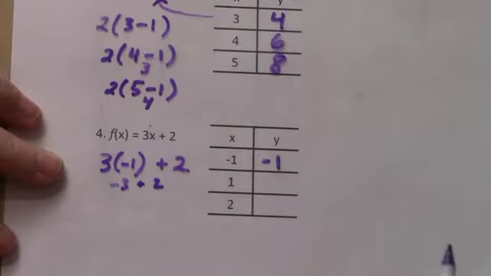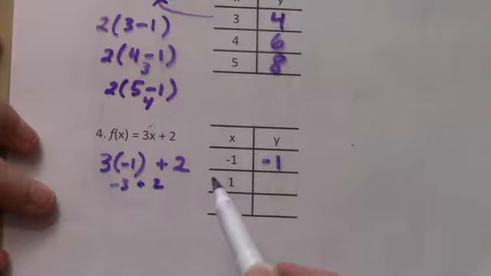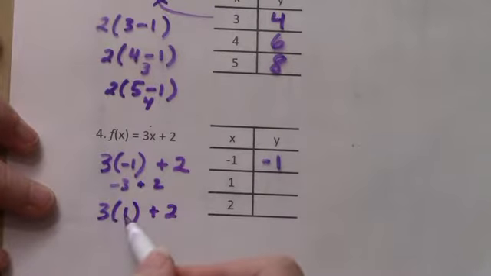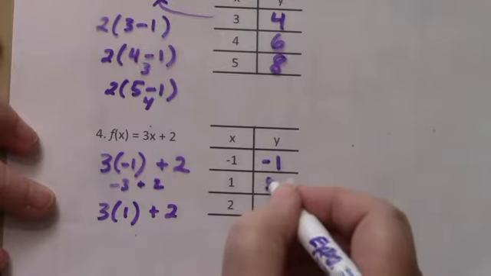And it's okay to end up with the same numbers there. Okay, 1. Instead of negative, we have a positive 1. 3 times 1 is 3, plus 2 is 5.